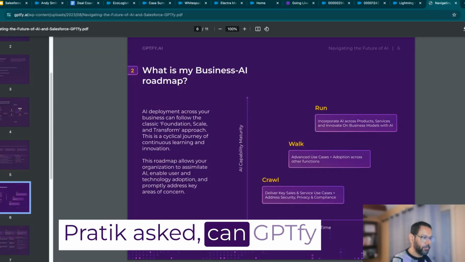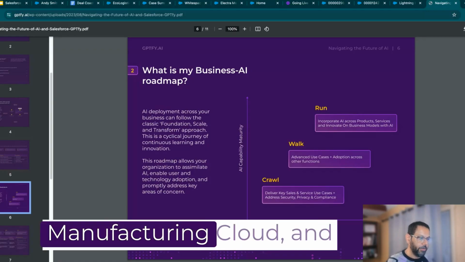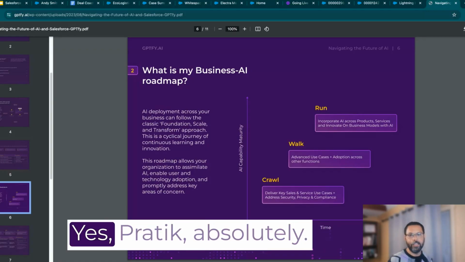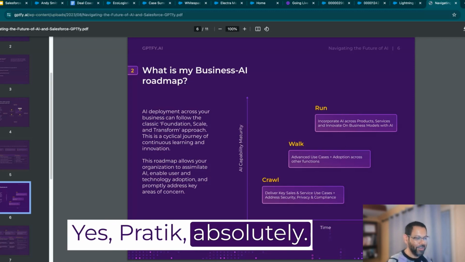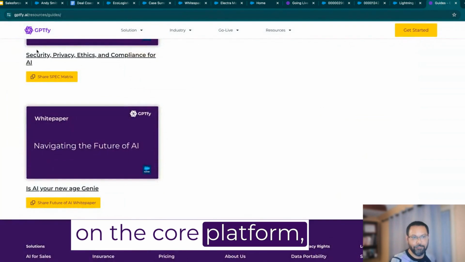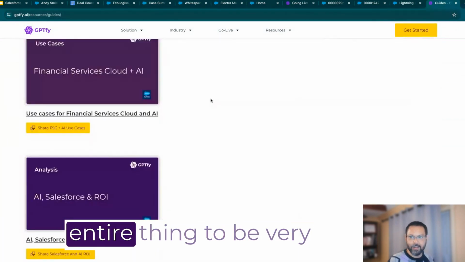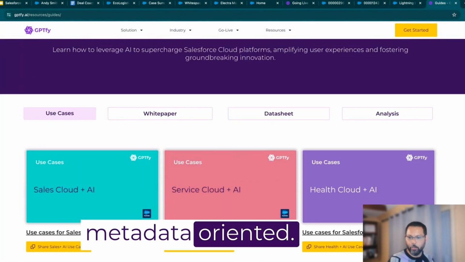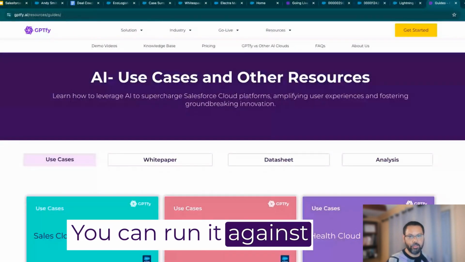Pratik asked, can GPTfy work on Service Cloud, Manufacturing Cloud, and Field Service Lightning? Yes, Pratik, absolutely. Very happy to say that anything that's running on the core platform, we can run on it. We have built this entire thing to be very metadata oriented. You can run it against whatever you like.